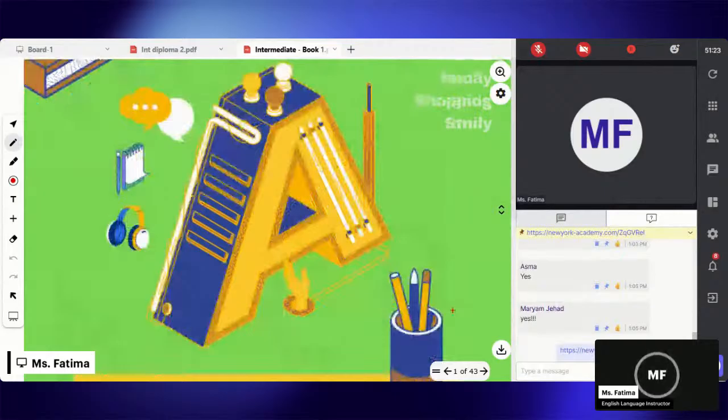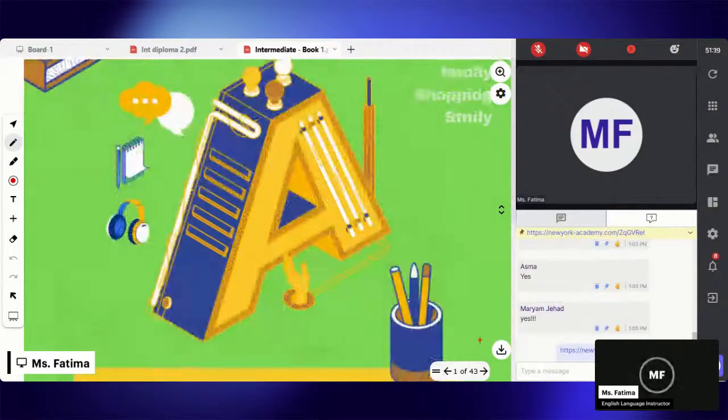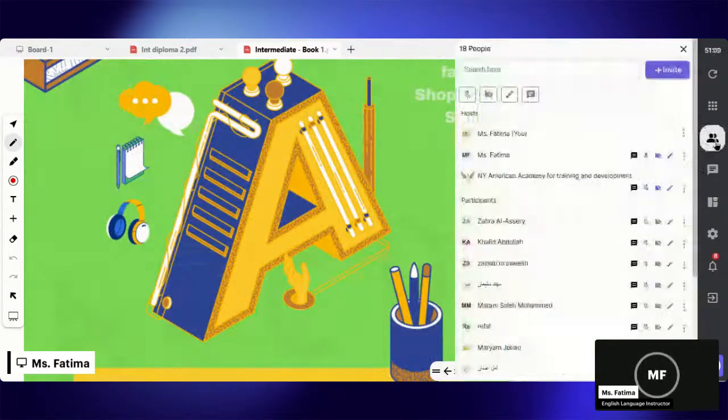So all about the quantifiers. And we have learned yesterday different types of quantifiers that we can use with adjectives and adverbs.